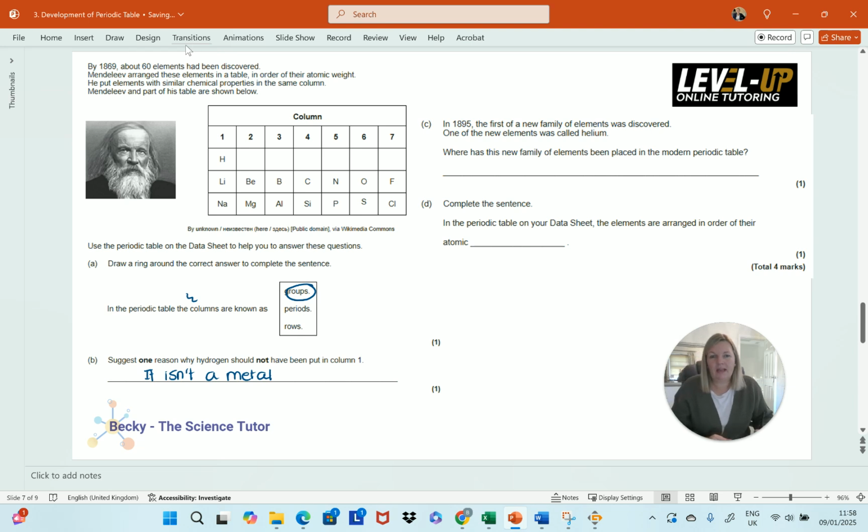Okay, in 1895, the first new family of elements was discovered. One of those new elements was called helium. Where has the new family of elements been placed on the periodic table? So that is now our group 0, or our group 8. If you said it's to the right of group 7, that's fine. But we call it group 0, or the noble gases.